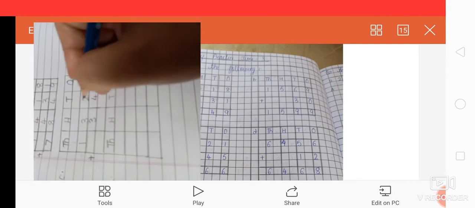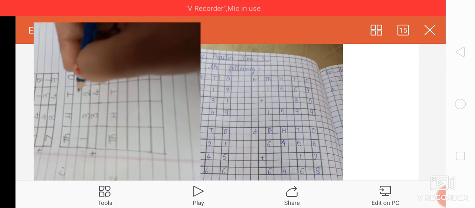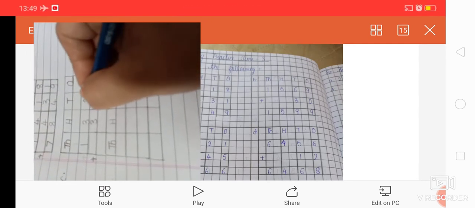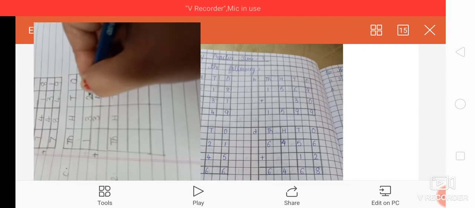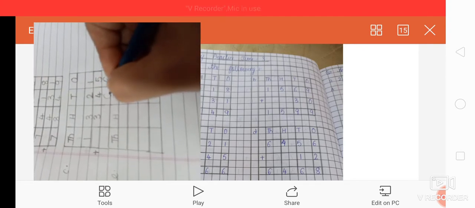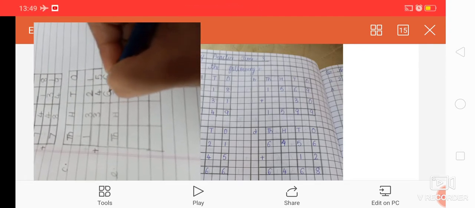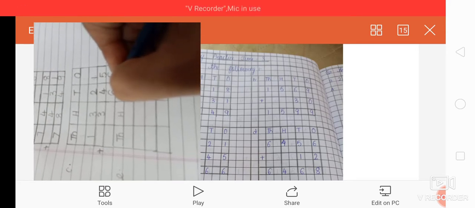Now we add the numbers on the tens place. How much is the number on the tens place? 2 plus 4. When we add 2 plus 4, we get 6. When you count on your fingers, 2 plus 4 is 6.